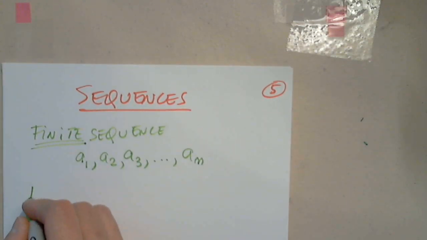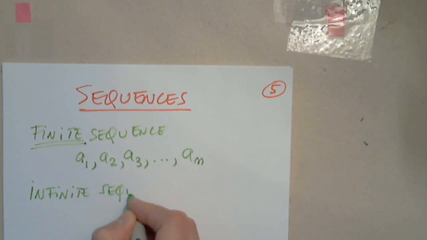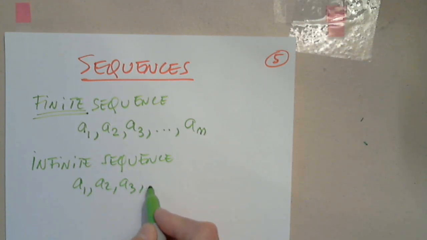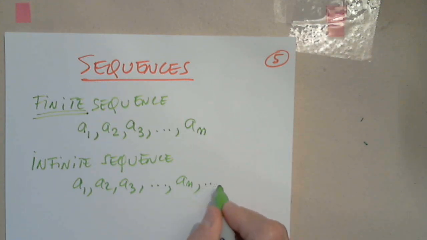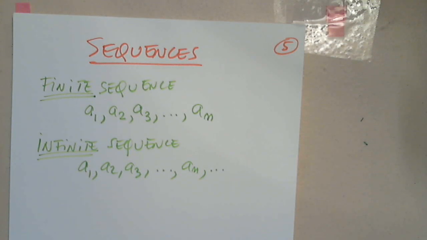There is also what we call an infinite sequence that goes on forever. A1, A2, A3, dot, dot, dot, AN, the general term, and dot, dot, dot. It's infinite. It never stops. We're not going to work on infinite sequences, but we're going to work on finite sequences.